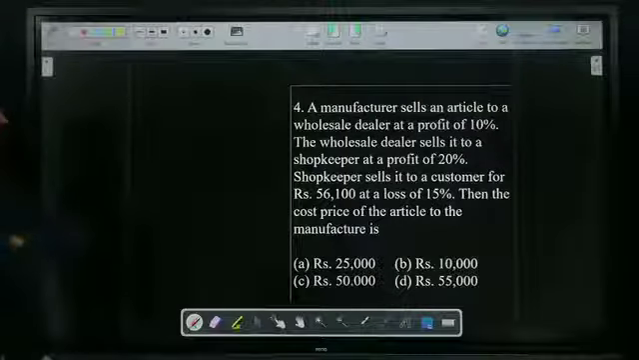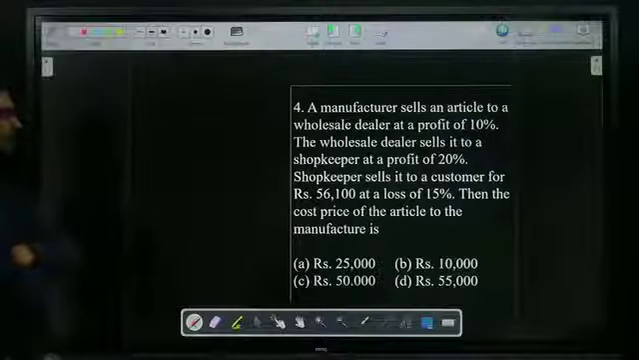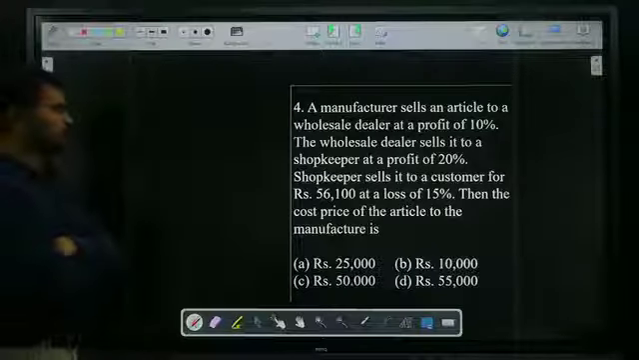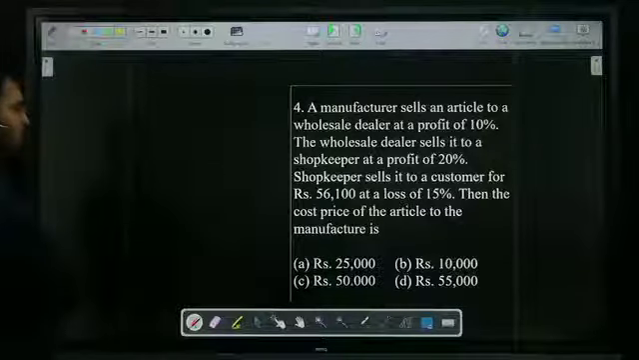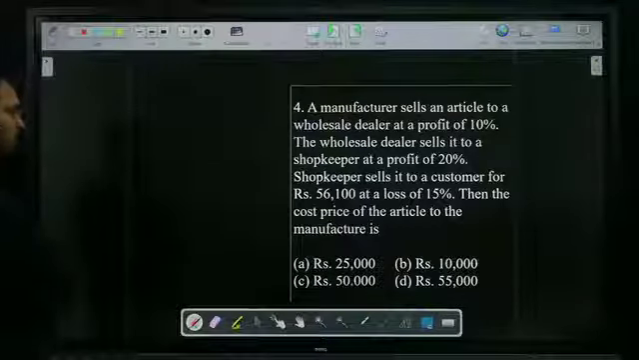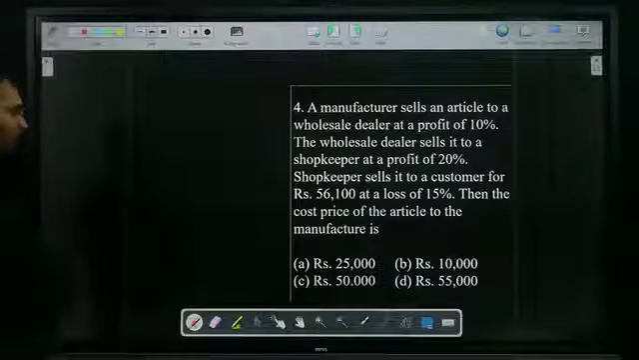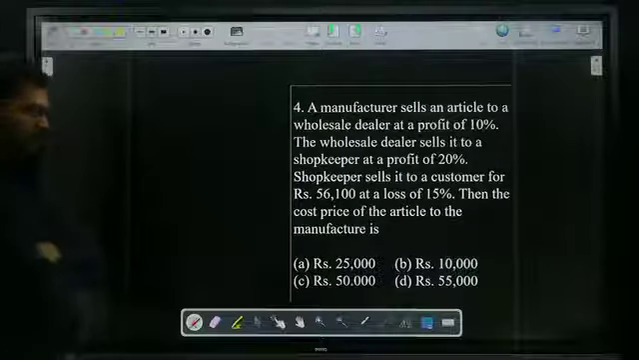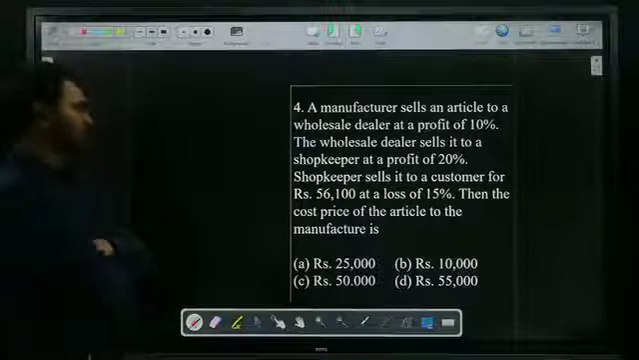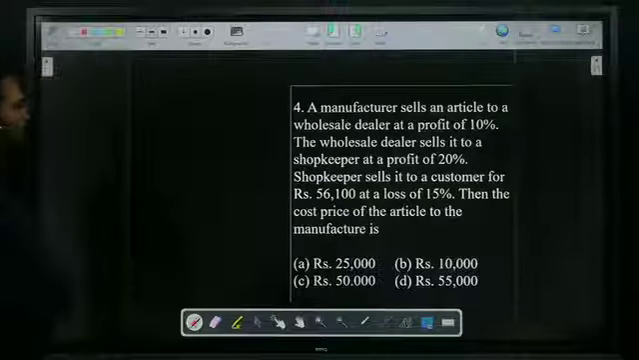A manufacturer sells an article to a wholesale dealer at a profit of 10%. The wholesale dealer sells it to a shopkeeper at a profit of 20%. The shopkeeper sells it to a customer for 56,100 at a loss of 15%. Then the cost price of the article for the manufacturer is dash. Just try to solve it yourself, all of you.